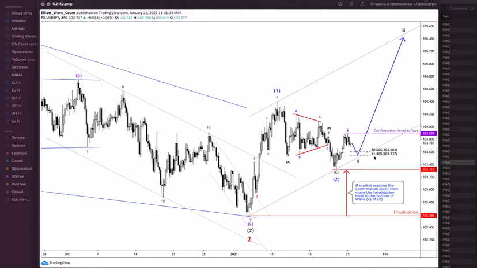I used the top of first wave as the confirmation level to buy, and there is something important: if the market reaches the confirmation level, then move the invalidation level, your stop loss, to the bottom of wave 2, so here. In this case, you reduce your risk from this level to that level.